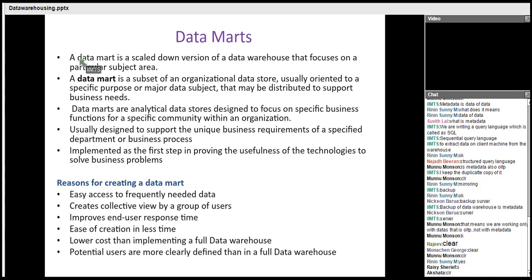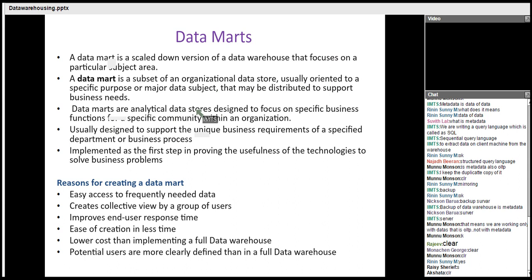Now, data marts. What are data marts? A data mart is a scaled down version of a data warehouse that focuses on a particular subject area. We can say that a data mart is a subset of an organizational data store, usually oriented to a specific purpose or major data subject, that may be distributed to support business needs.